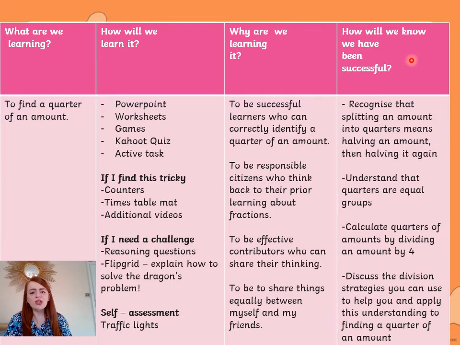Okay, so moving on now to the last part of our learning intention grid, which is the success criteria column. This is what you need to do to be successful today. You need to recognise that splitting an amount into quarters means having an amount, then having it again. You also need to understand and remember that quarters are equal groups, and we were talking about that in yesterday's assignment. You need to be able to calculate quarters of amounts by dividing an amount by 4, okay, and really using your knowledge of the 4 times table to help us today.